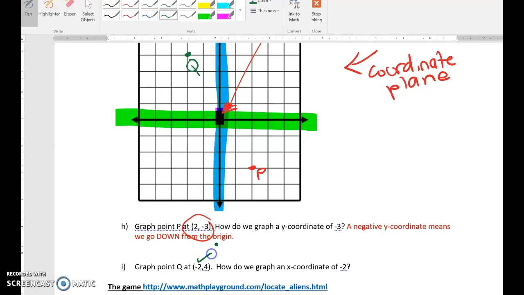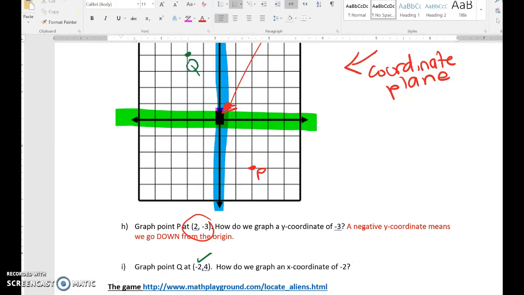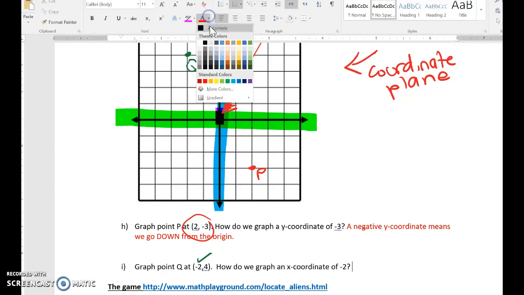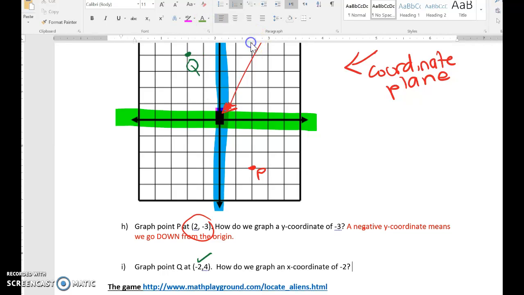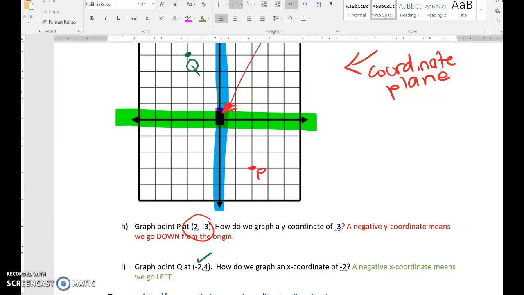Okay, check. And how do we graph an x coordinate of negative 2? So let's make our text a different color, and let's type: a negative x coordinate means we go left from the origin.